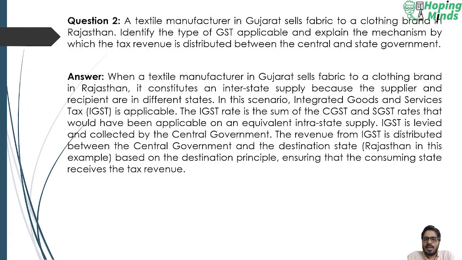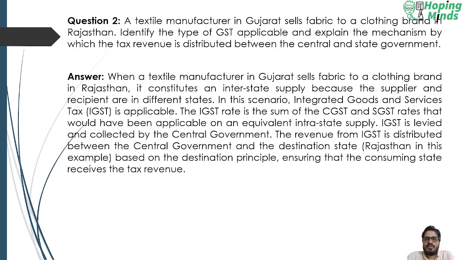So IGST is levied and collected by the central government. The revenue from IGST is distributed between the central government and the destination state, that is in this example Rajasthan, based on the destination principle, ensuring that the consuming state receives the tax revenue. So the entire GST is shared between the central government and the state government in case of IGST.